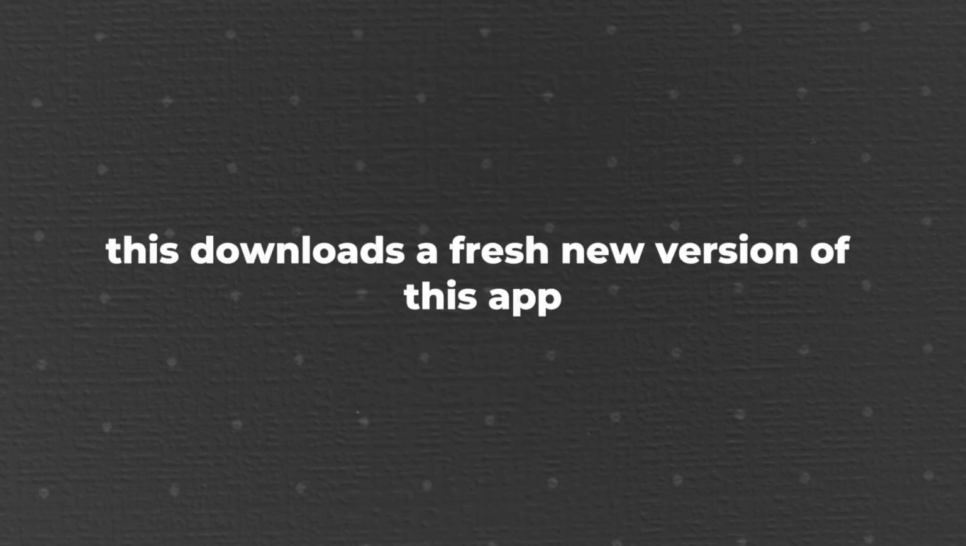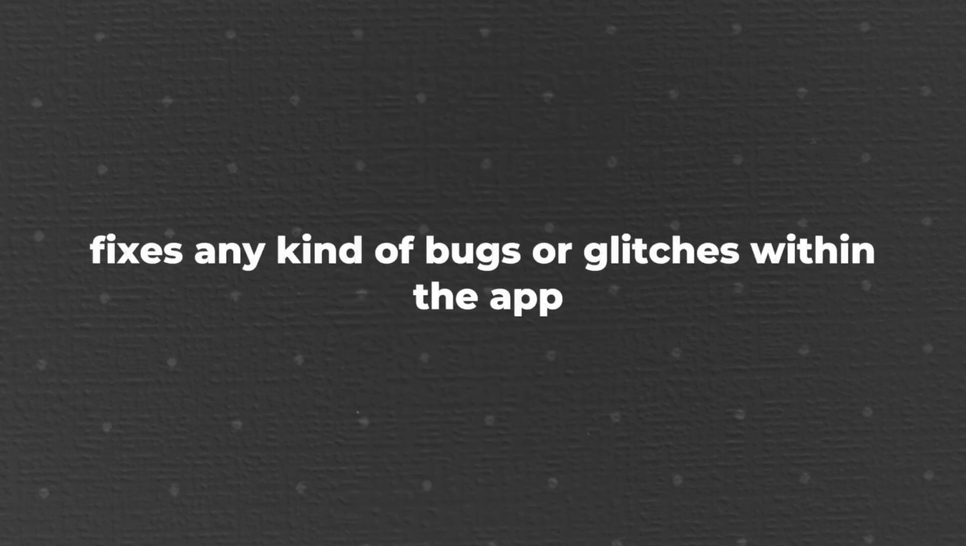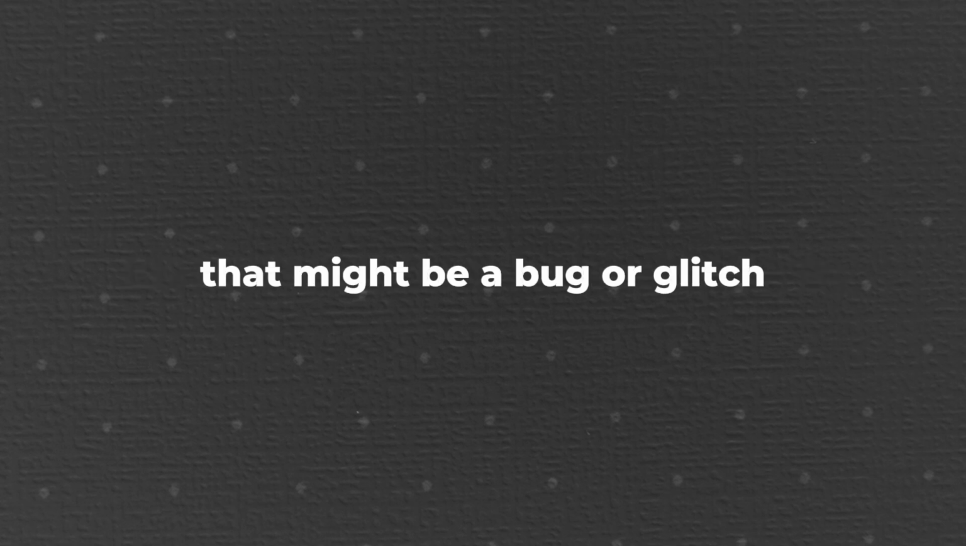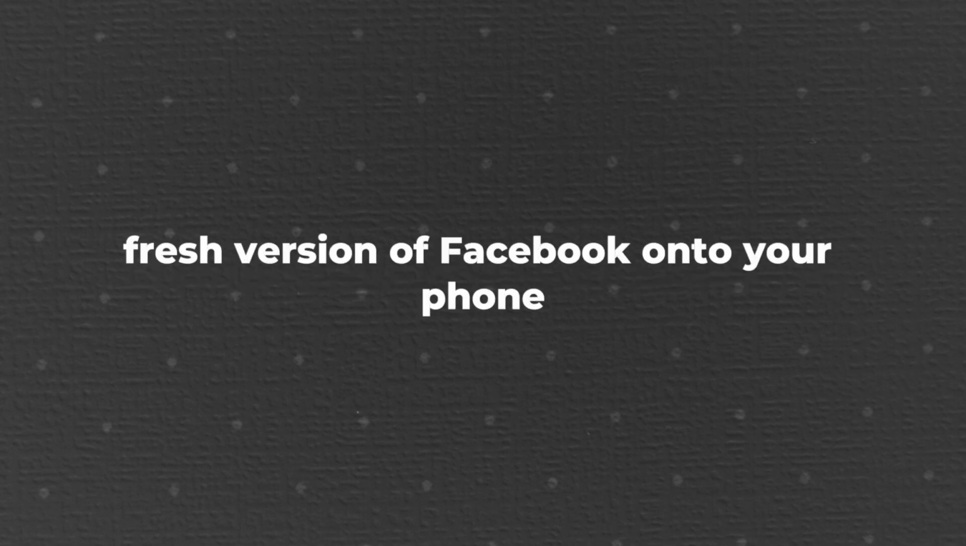This downloads a fresh new version of this app and a lot of times fixes any kind of bugs or glitches within the app. In addition to, for instance, the Facebook dating not showing up. That might be a bug or glitch. And installing a brand new fresh version of Facebook onto your phone or onto your computer. Just refreshing everything essentially. This should help it show up and work from there.